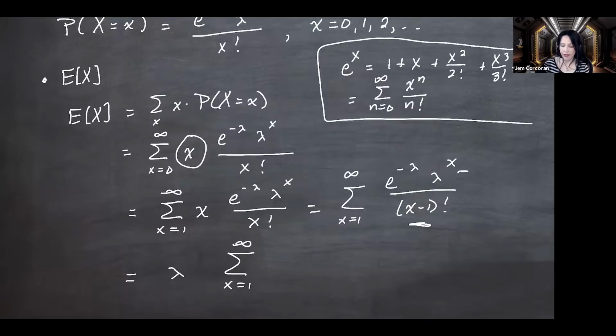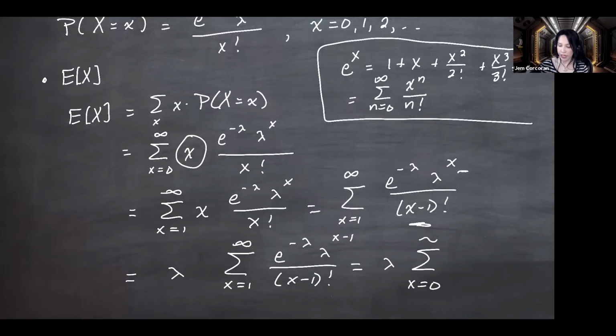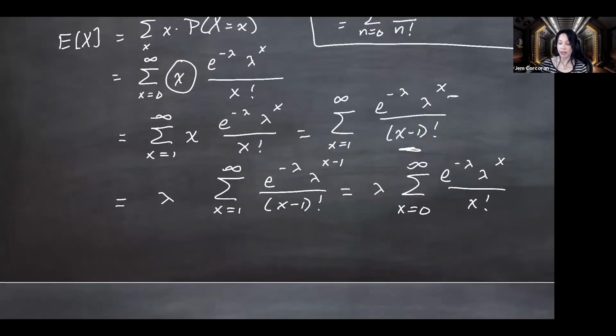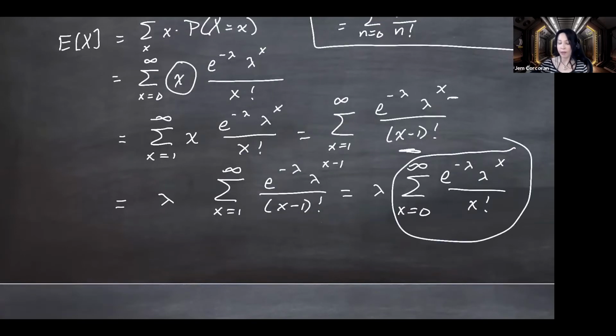And then I have e to the minus lambda, lambda to the x minus 1 over x minus 1 factorial. When you plug in x equals 1, you get 0 in that exponent and 0 in that factorial. So this is the same thing as lambda times the sum from 0 to infinity of e to the minus lambda, lambda to the x over x factorial. And that is the Poisson PDF again, or PMF, summed over all values. So that's 1. So we get lambda.